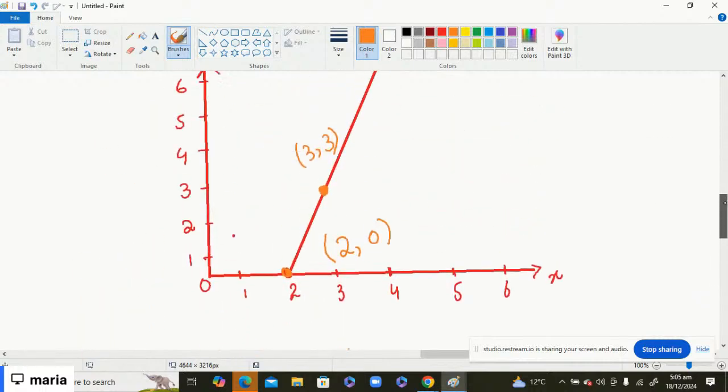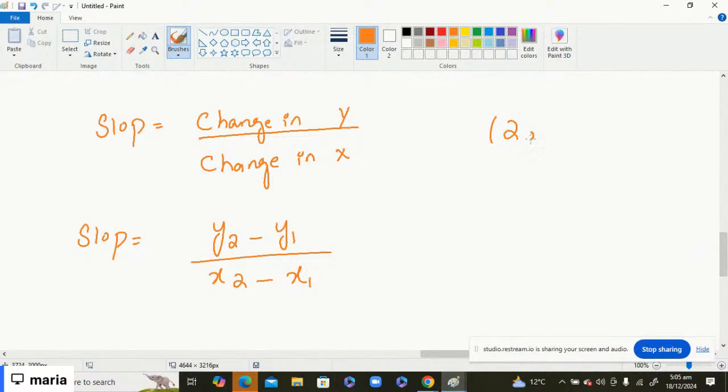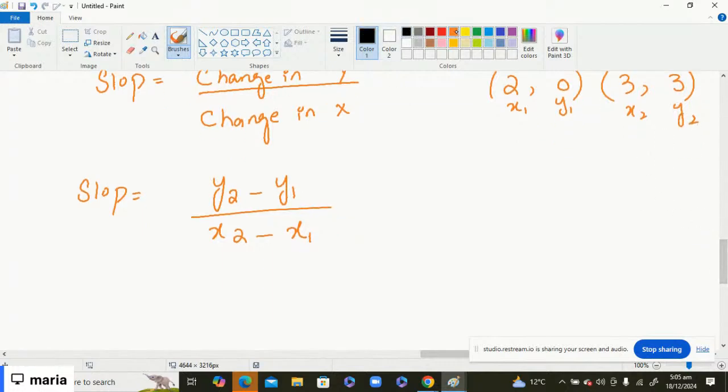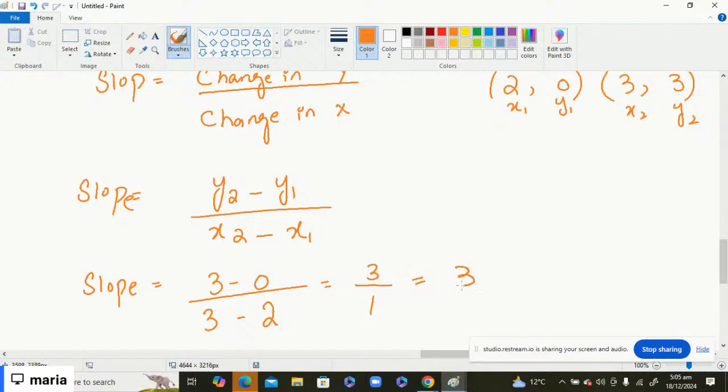For example, what are the 2 points? One point is 2 and 0. From this it is x1, y1. And from the second it's 3 and 3. This is x2 and y2. Let's take these points and put them in the formula. So your slope is, what is y2 here? That is 3. What is y1? This is 0. What is x2? Which is 3. What is x1? This is 2. So 3 minus 0 is 3. 3 minus 2 is 1. So 3 is your slope.